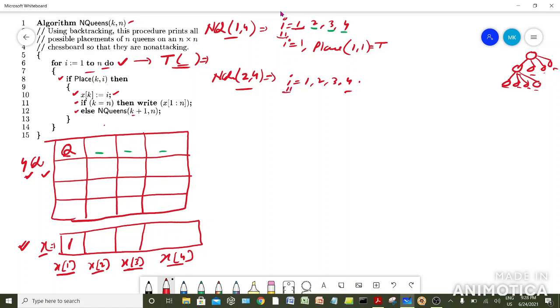Now it again picked the first one, that is i equal to 1, and made the call to place(k, i). So k in this case is equal to 2 and i is equal to 1, means we are trying to place a queen here, so definitely this function returns false.